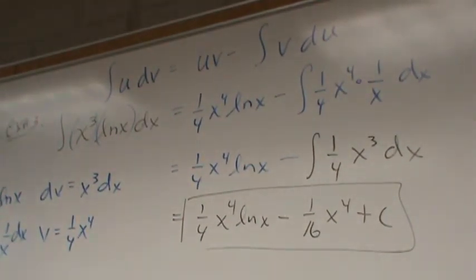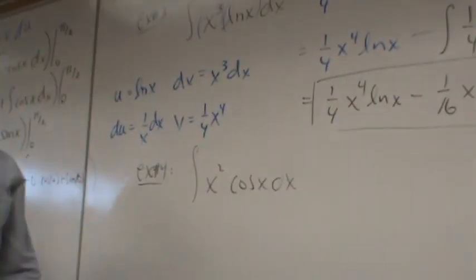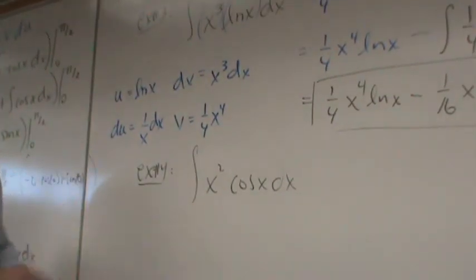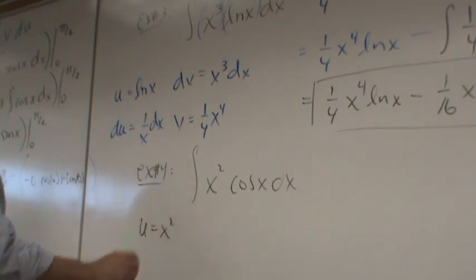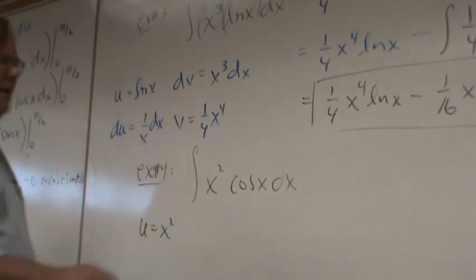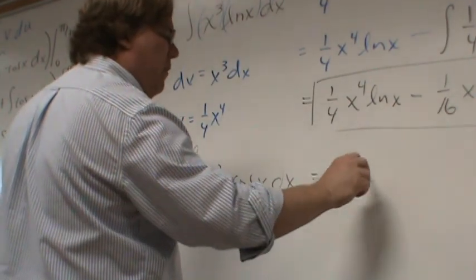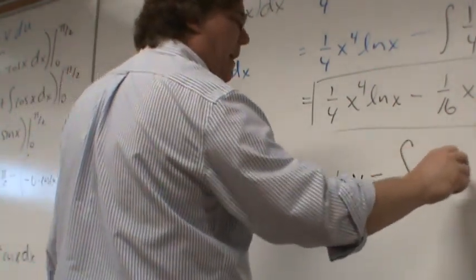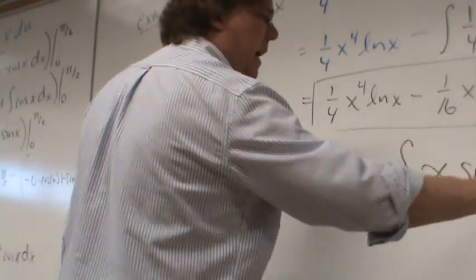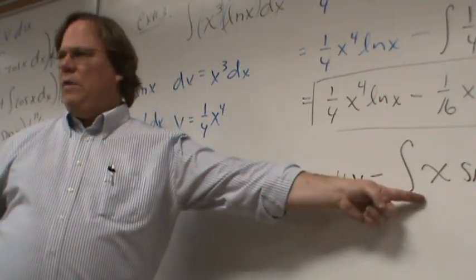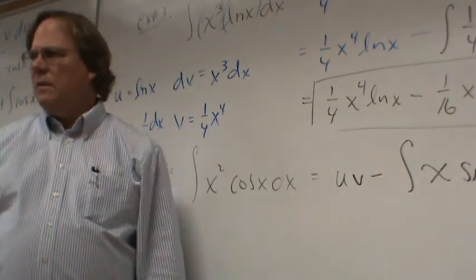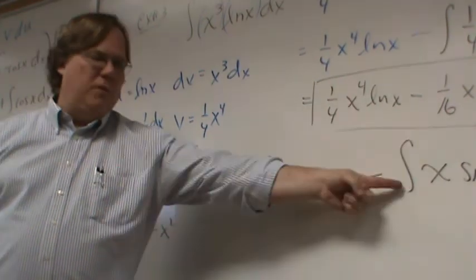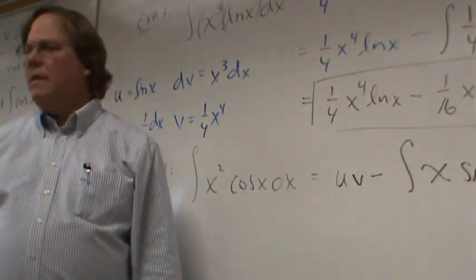Okay, there's one more type of problem. I'm just going to say one word about it. Let's say you had x squared cosine of x dx. Okay, you're going to choose your u to be x squared, just kind of like you did before. And then this is going to end up being uv minus the integral, and you're going to get an x sine x dx. And what would you do if you were left with that? Is anyone thinking do integration by parts again? Yeah. That's what you do.